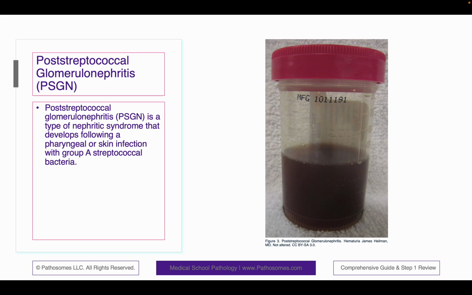Post-streptococcal glomerulonephritis. Very important to know. In this condition, which is a type of nephritic syndrome, there's an actual development of glomerulonephritis, which follows a pharyngeal or skin infection with a group A streptococcal bacteria. To the right here, you can see a urine sample with clear, gross hematuria, right? This buzzword, cola-colored urine.